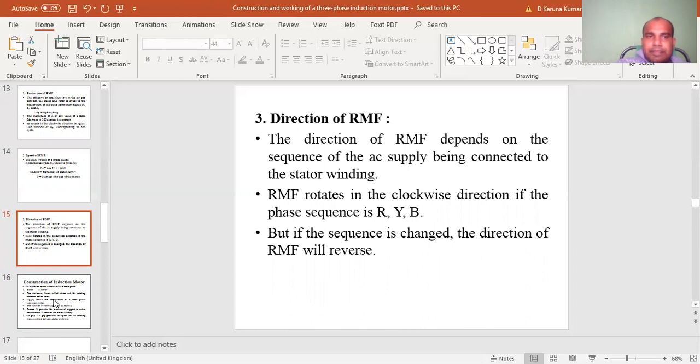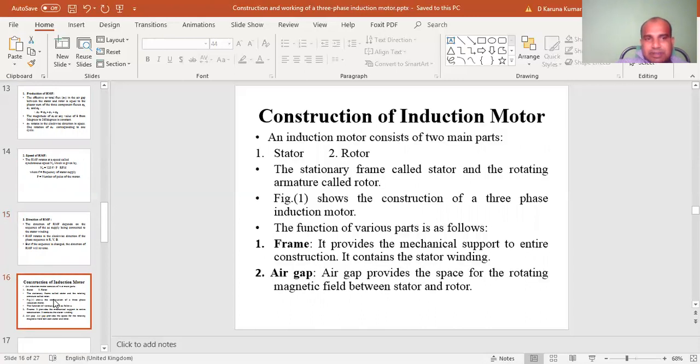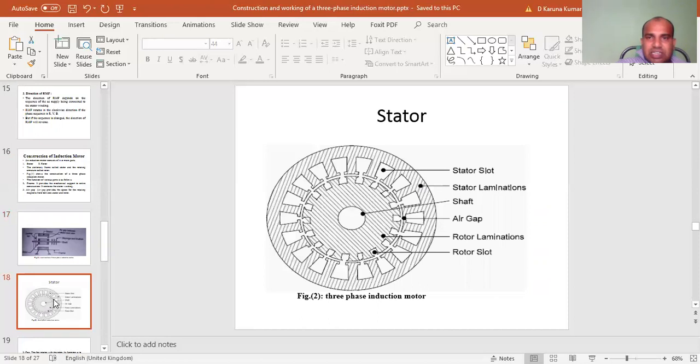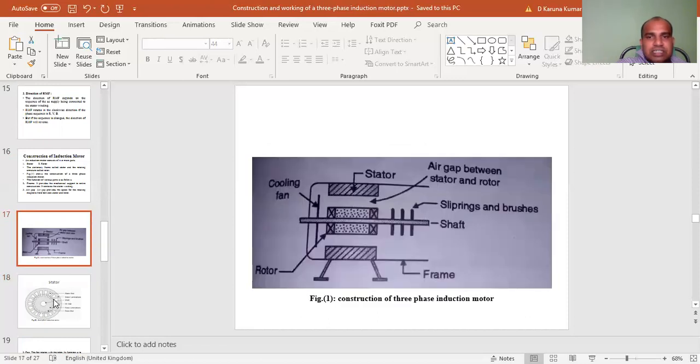Okay, the next topic is construction. The main important parts of the induction motor are the stator and rotor. The stator frame is also called the stator. The important parts of the stator are the stator slots, stator lamination, shaft, air gap, and rotor lamination. This is the construction diagram of a general three-phase induction motor.